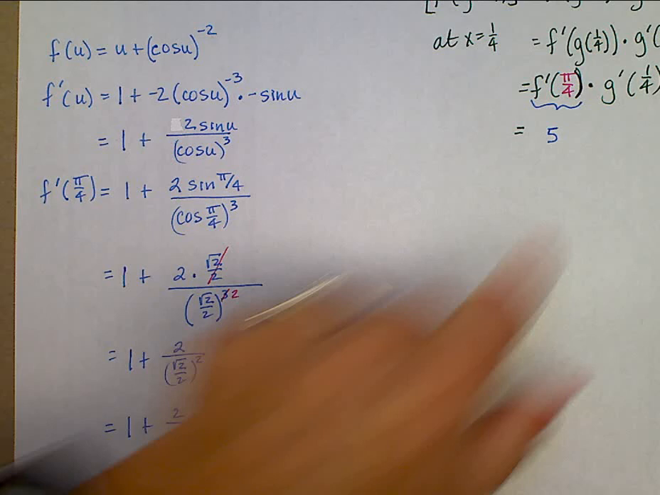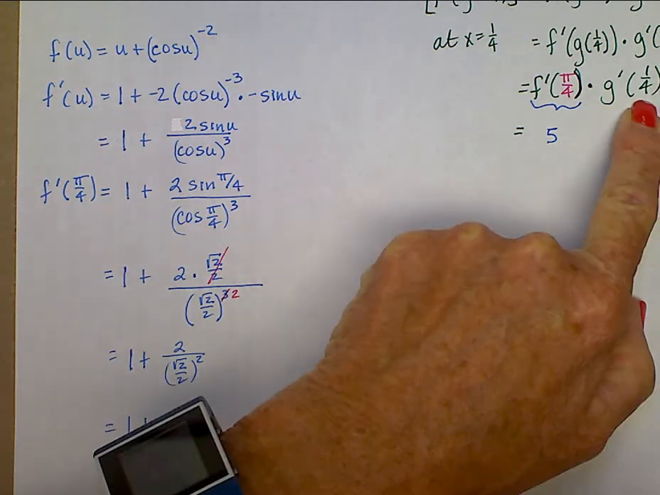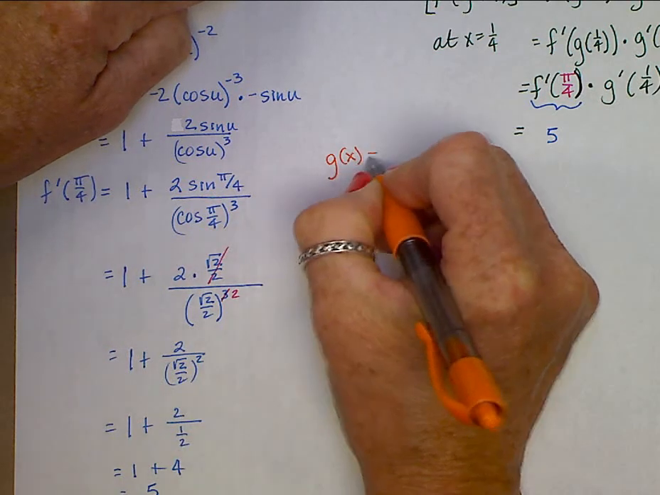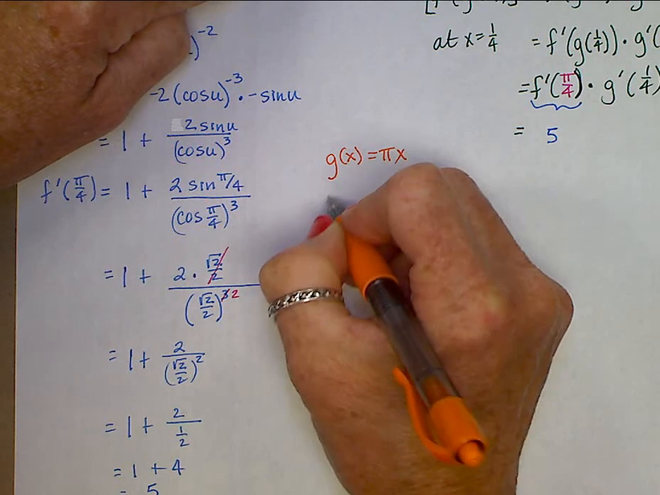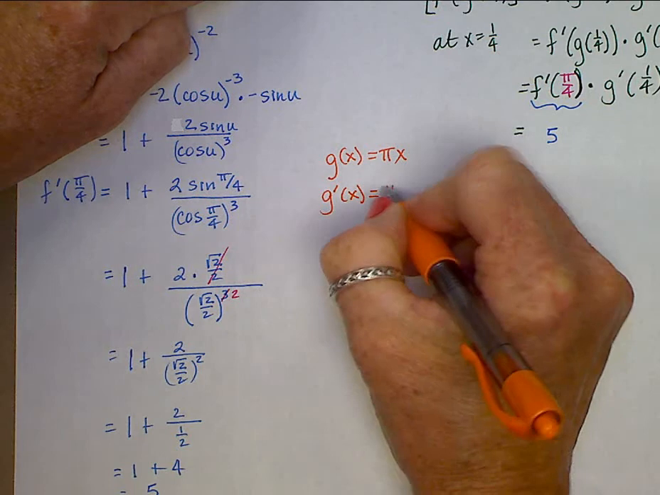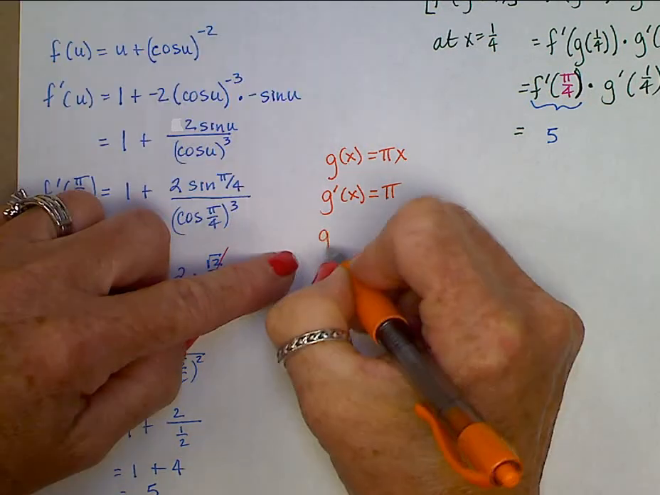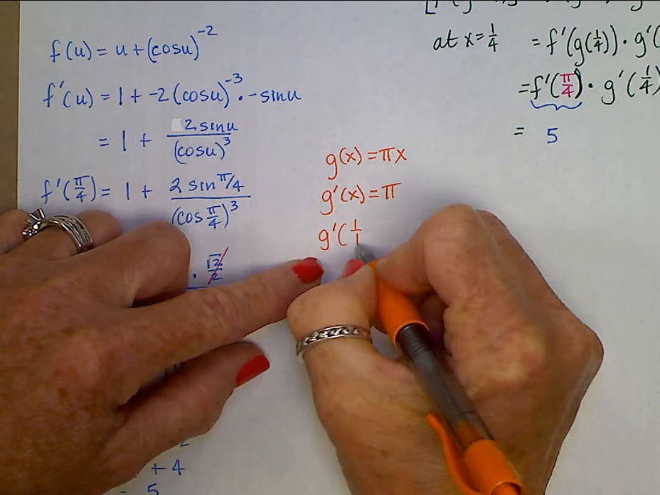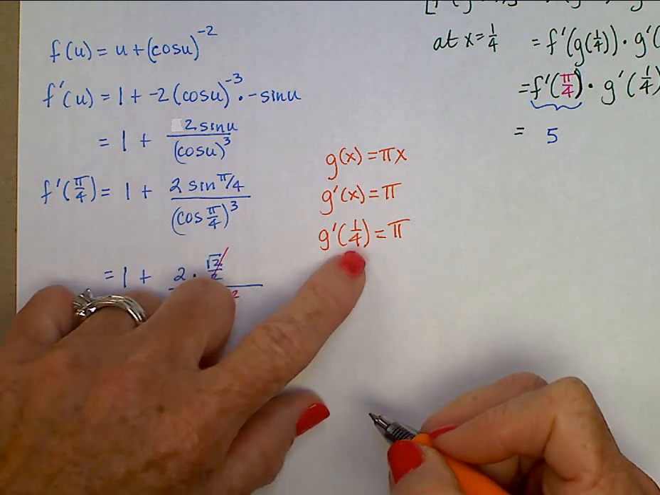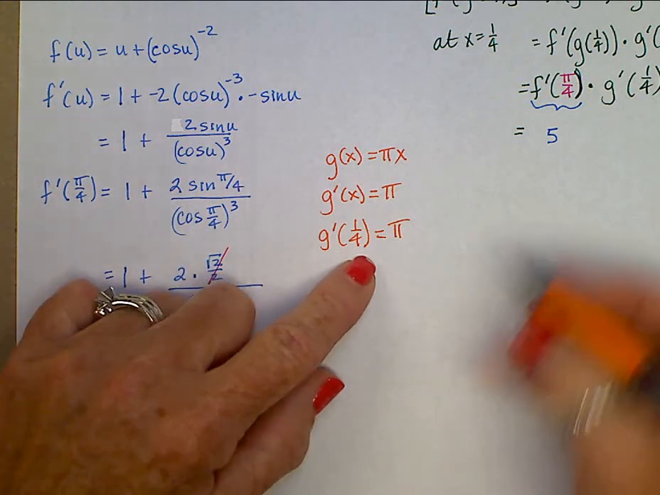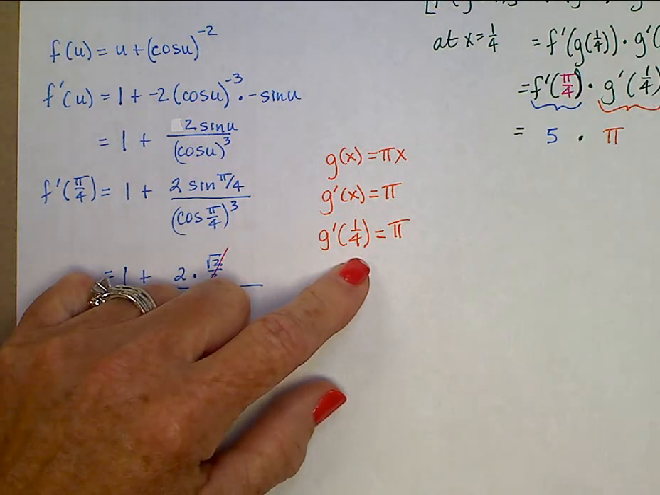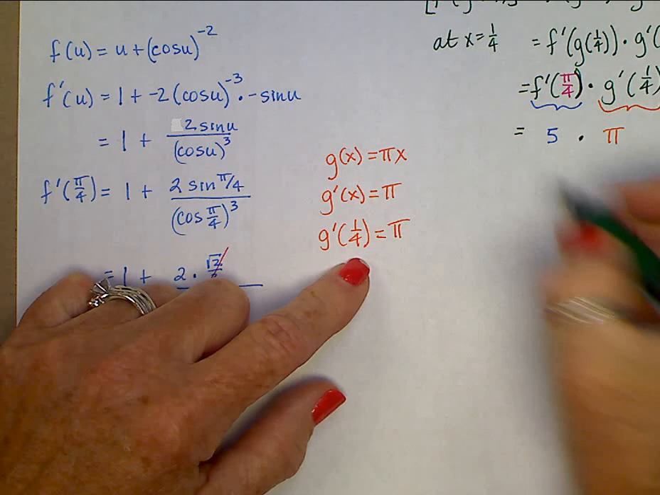Now we need g prime at 1/4. I'm going to come down here again and rewrite what g is. g of x is pi times x. So g prime of x is pi, just the constant. So g prime at 1/4 is still pi. G prime is not dependent on what that x value is here. So g prime at 1/4 is pi. And our final answer here is 5 pi.